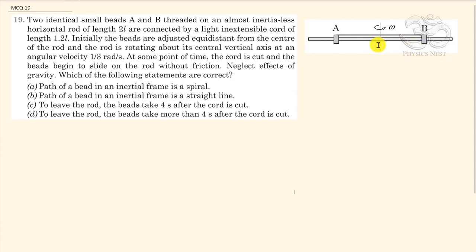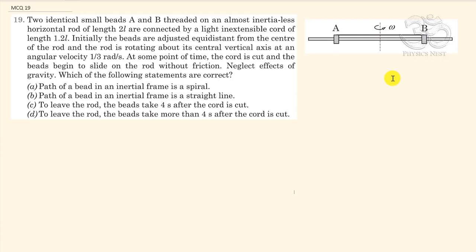And initially the entire system is spinning about this particular axis at an angular speed omega. Omega's value is also being given. It is 1 by 3 radian per second. Now when the rod is spinning about this axis, this bead B requires a centripetal force which is provided to it by the tension in the string. A needs a centripetal force which is also provided to it by the tension in the string. It's T on both the sides, so the system is initially perfectly fine and easy to understand.